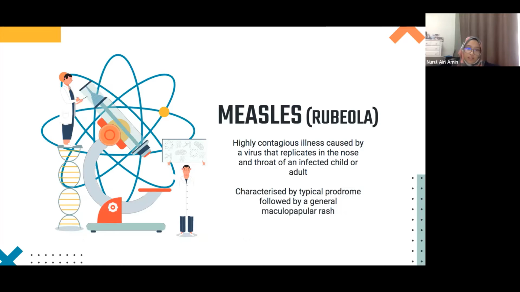Now I'll be talking about measles, also known as rubeola, or campak in Malay. It is a highly contagious illness caused by a virus that replicates in the nose and throat of the infected child.